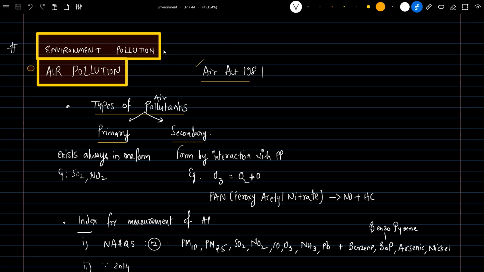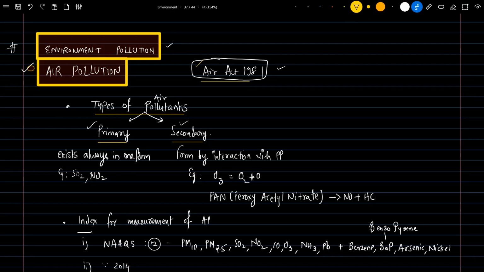Now coming to environmental pollution, there are different types of pollution. First, let's talk about air pollution. India has formulated an act related to air pollution called the Air Act 1981. There are basically two types of air pollutants. One is primary air pollutant and the other is secondary pollutant.